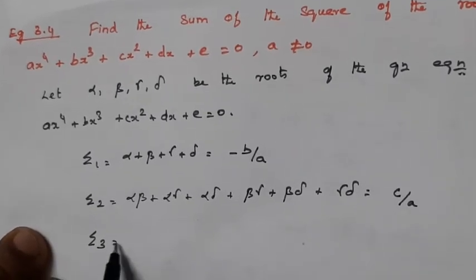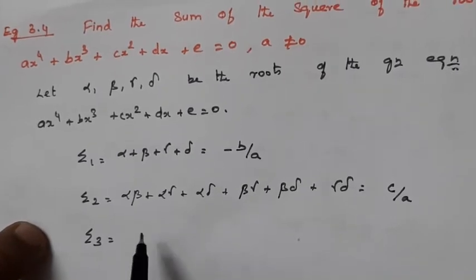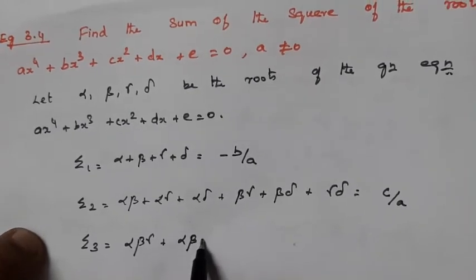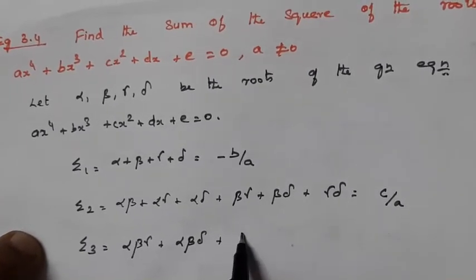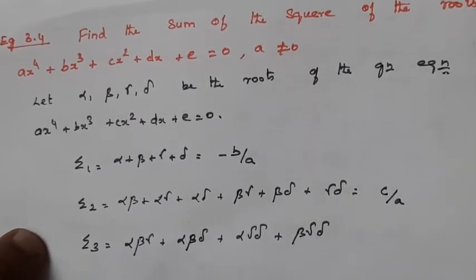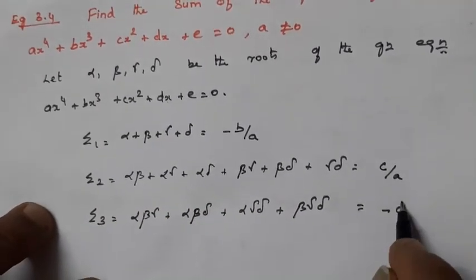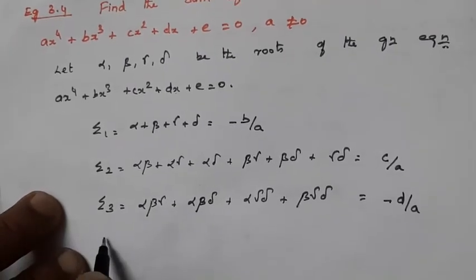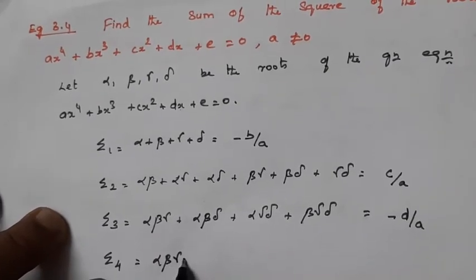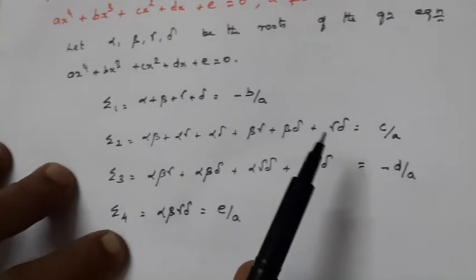Then sigma 3, it is nothing but the sum of the product of the roots taken 3 by 3. That is alpha beta gamma, then alpha beta delta, then alpha gamma delta, okay, then plus beta gamma delta. That is nothing but the coefficient of x with a minus sign, so it will be equal to minus d divided by a. Then the last one is sigma 4, that is the product of all the 4 roots, alpha beta gamma into delta, that is equal to e divided by a, okay, alternating minus plus, right?